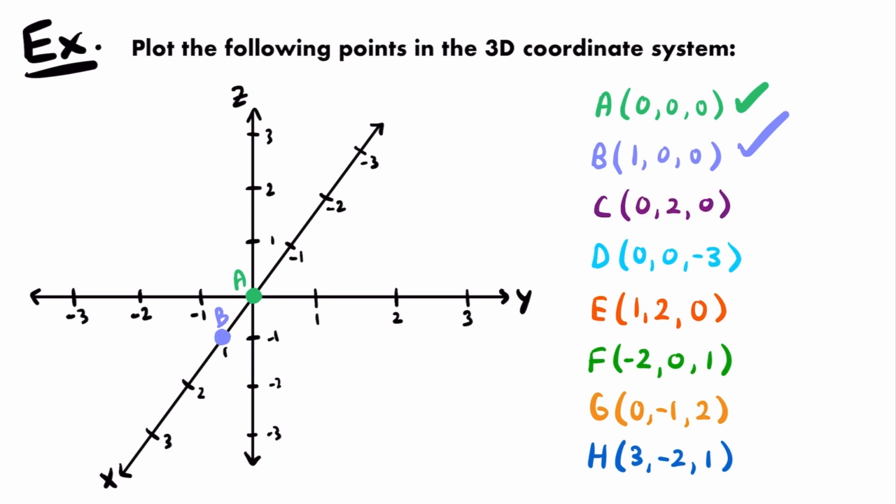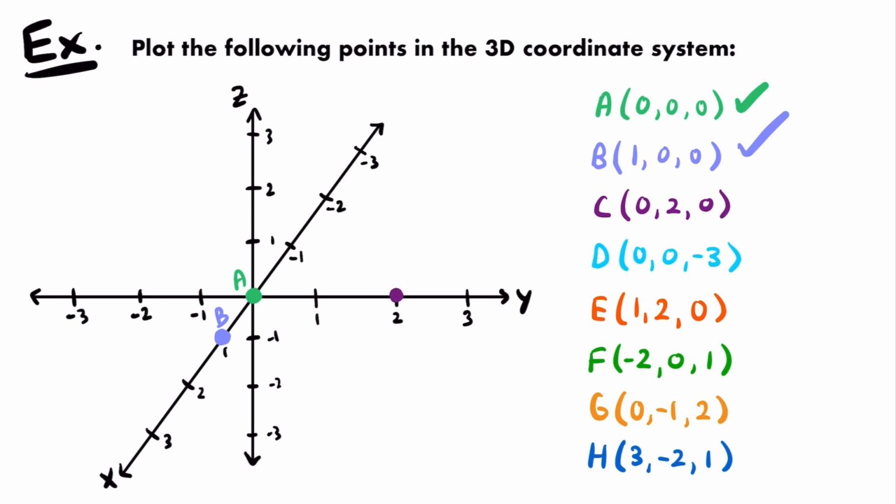So we only have a y coordinate here, which means we're only going to be measuring our point in the y direction. All right, so if we start at the origin, we have an x-coordinate of 0, so we're not going to move anywhere in the x direction, but we do have a y-coordinate of 2, so we'll move 1, 2, and then the z-coordinate is 0, so we don't move up or down, so we stay right there at y equals 2.